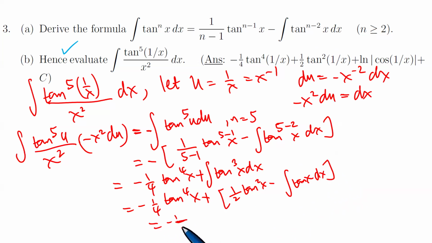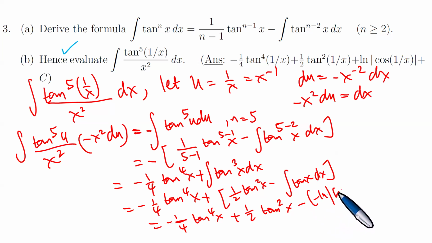Minus 1 over 4, and then it is plus 1 over 2 arctan squared, and then the integral of the tangent. What is the integral of the tangent? The integral of the tangent is minus the natural log of the cosine x.